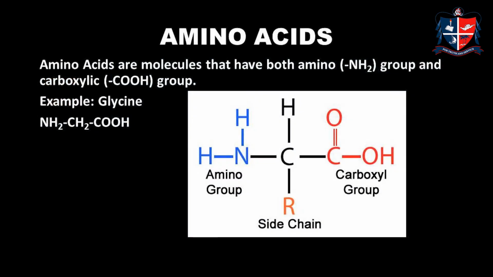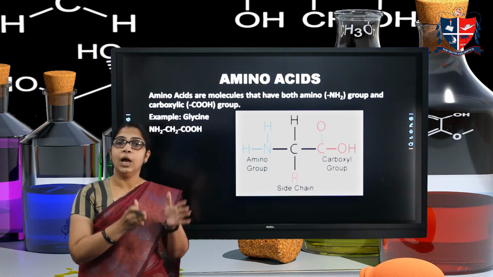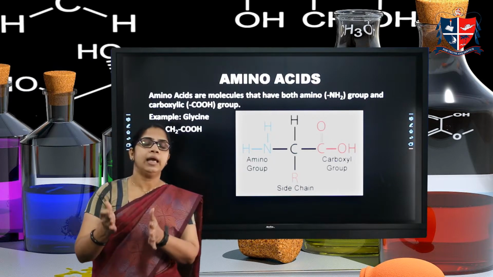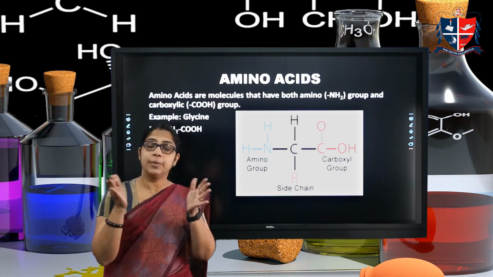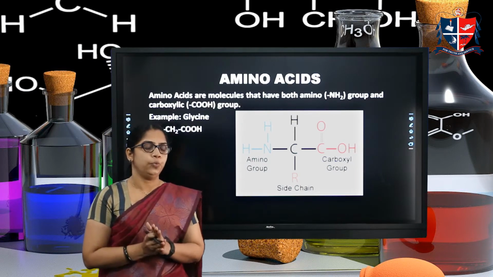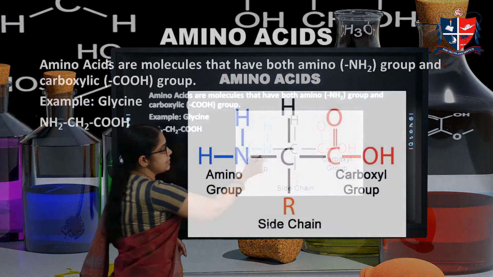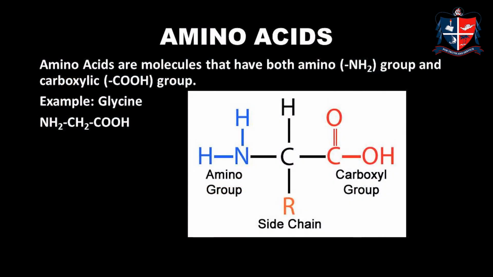What are amino acids? As the name indicates, amino acids are molecules which contain both an amino group and an acid group. Here you can see the structure of an amino acid. There is an amino group and a carboxyl group. They are connected through a carbon with a side chain.